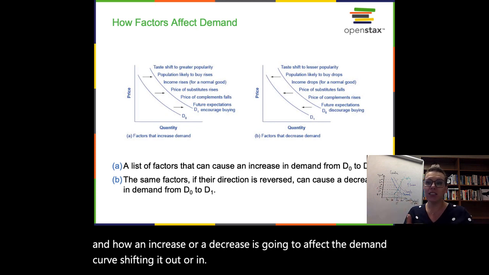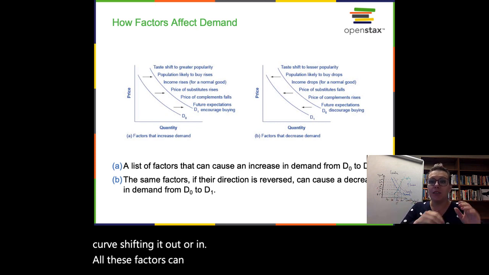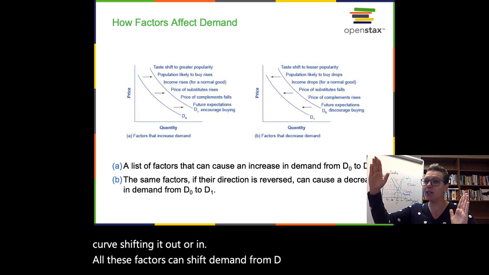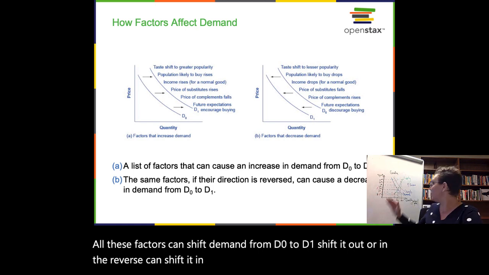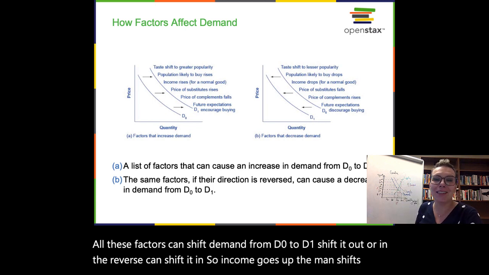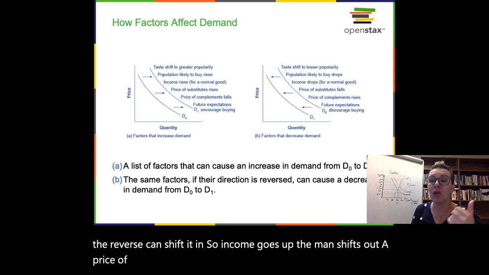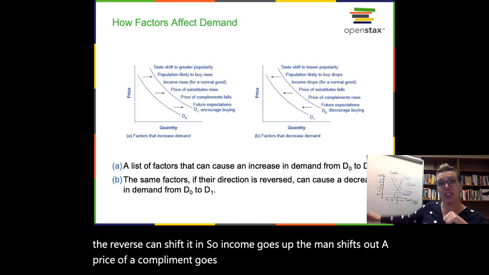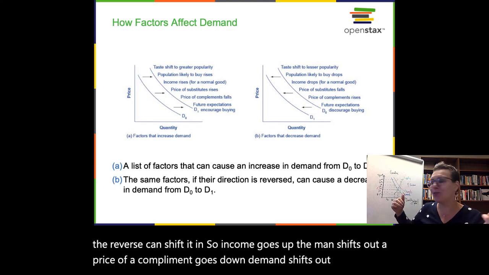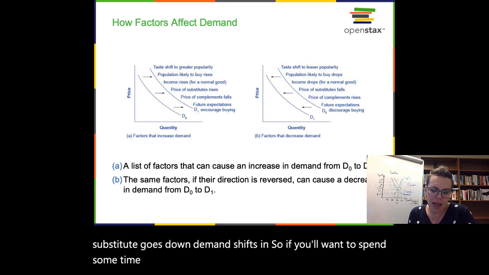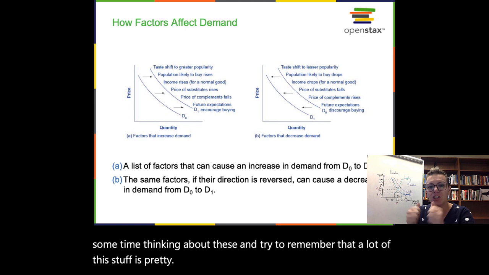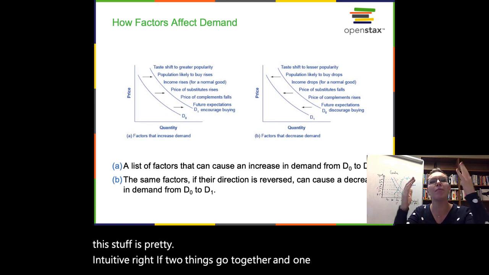So all these factors can shift demand from D0 to D1, shift it out, or in the reverse can shift it in. So income goes up, demand shifts out. Price of a complement goes down, demand shifts out. Price of a substitute goes down, demand shifts in. So you'll want to spend some time thinking about these and try to remember that a lot of this stuff is pretty intuitive, right? If two things go together and one gets more expensive, I'm going to buy less of both.